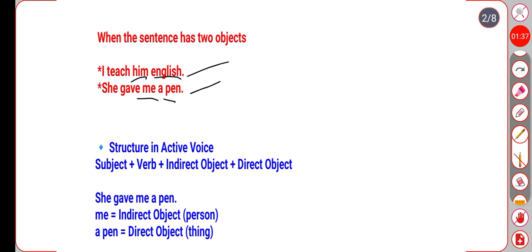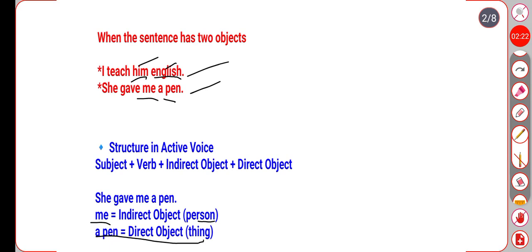In this type of sentence, how are we going to solve it? We are going to convert it into passive voice. I'm going to explain one by one. The object which is referred to directly is known as the direct object. Indirectly, it's referring to it. That's why it's called the indirect object. Here me is the indirect object, fan is the direct object. You can see here.